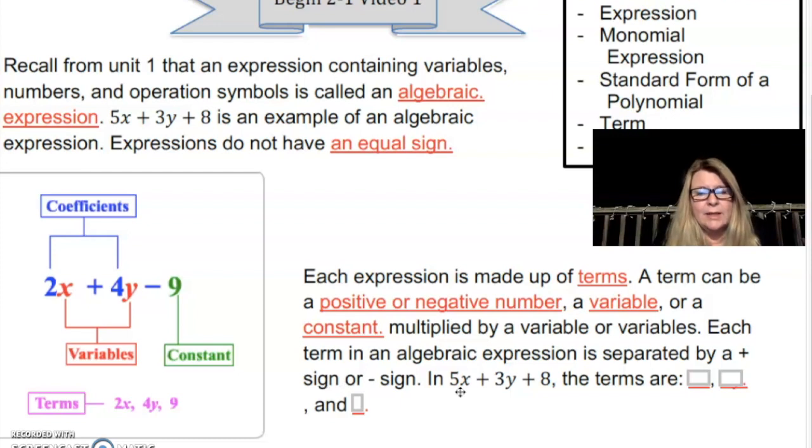So if we look at this algebraic expression, 5x plus 3y plus 8, it has three terms. The three terms are the things that are being added or subtracted together. So the first term is 5x, the second term is 3y, and the third term is 8. So those are the three things that are being added together. Now, let's go on to the next slide.